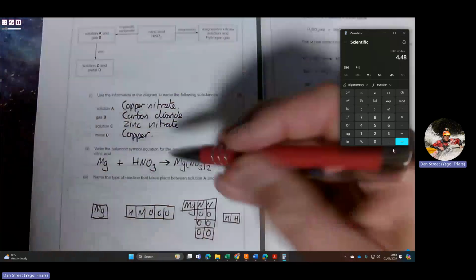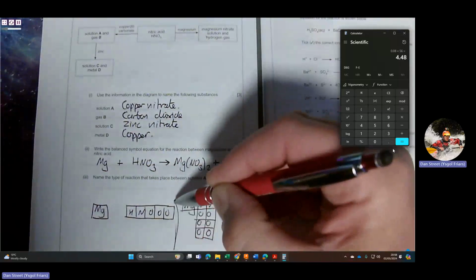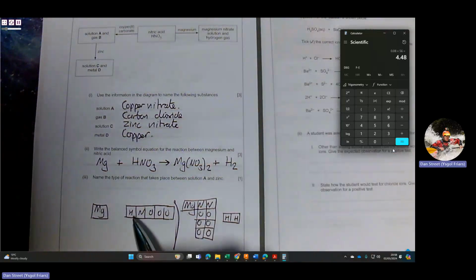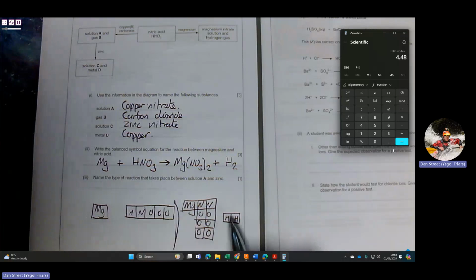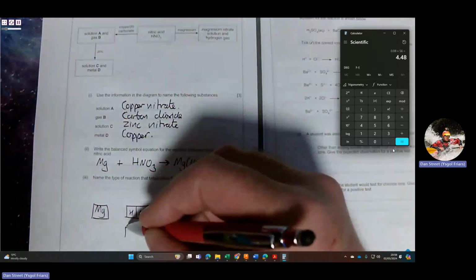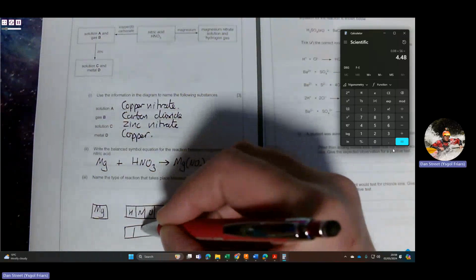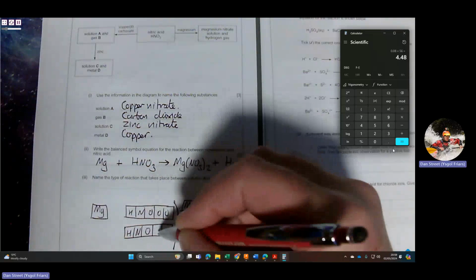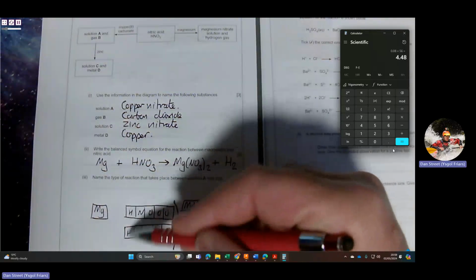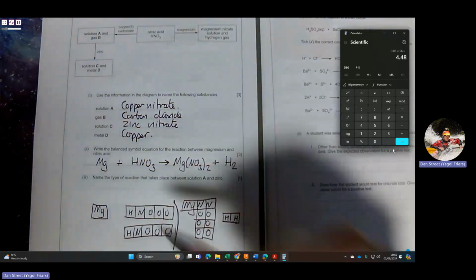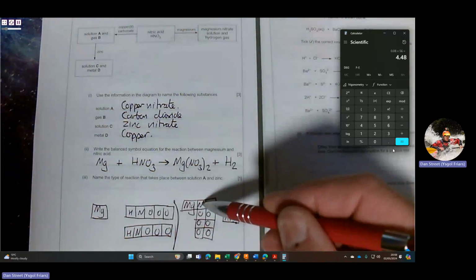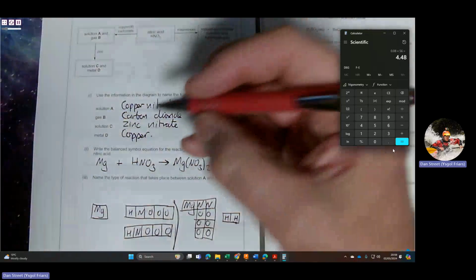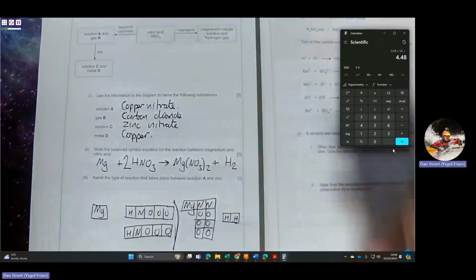Okay, so we've got one magnesium here. This is the dividing line down there. So one magnesium there, one magnesium there. We've got only one hydrogen here, and we've got two over there. So I reckon if we stick in an extra HNO3, that will make that better. We might find it solves all our problems. So we've got two hydrogens, two hydrogens. We've got two nitrogens now, which is handy because there's two nitrogens here. Six oxygens, six oxygens. So this is the balanced equation. To make that true up here, we need a 2 there.